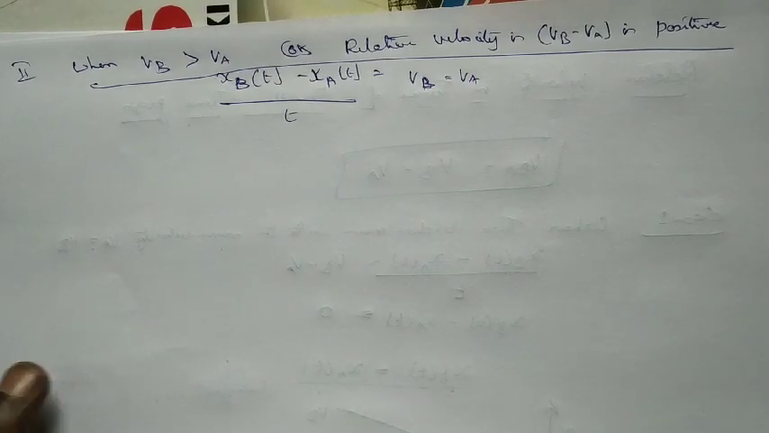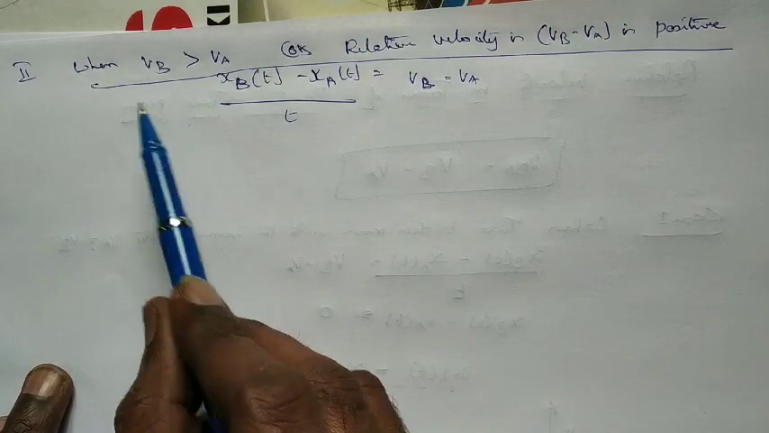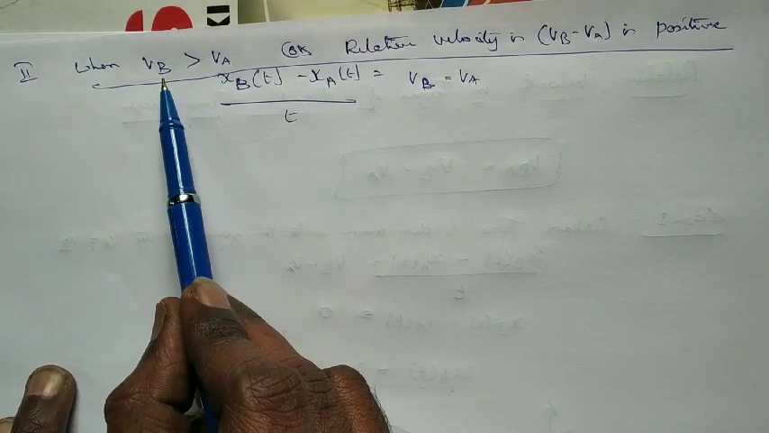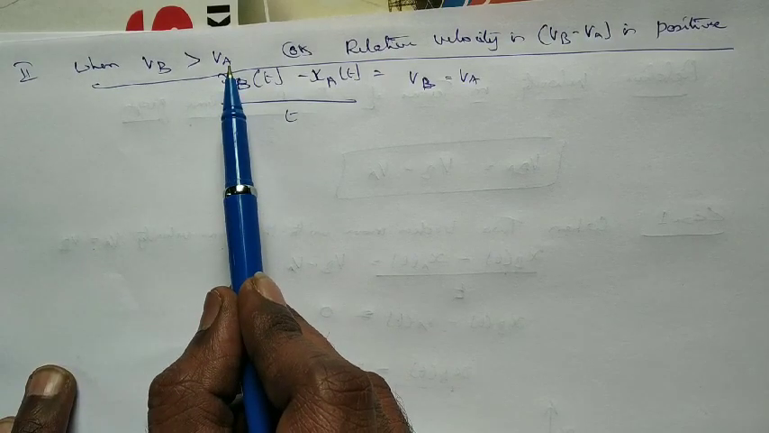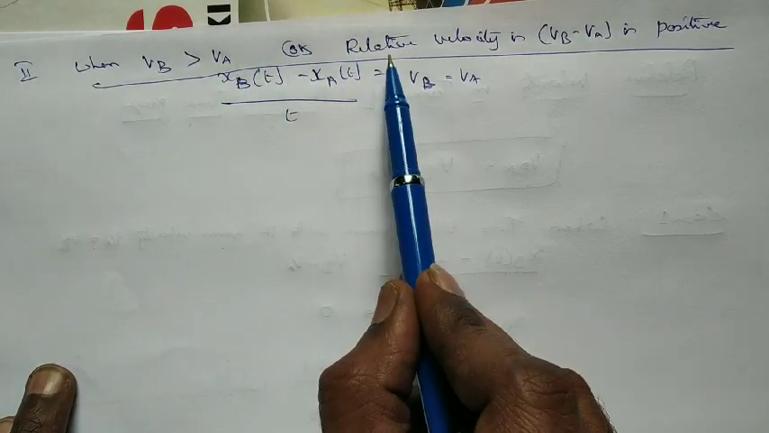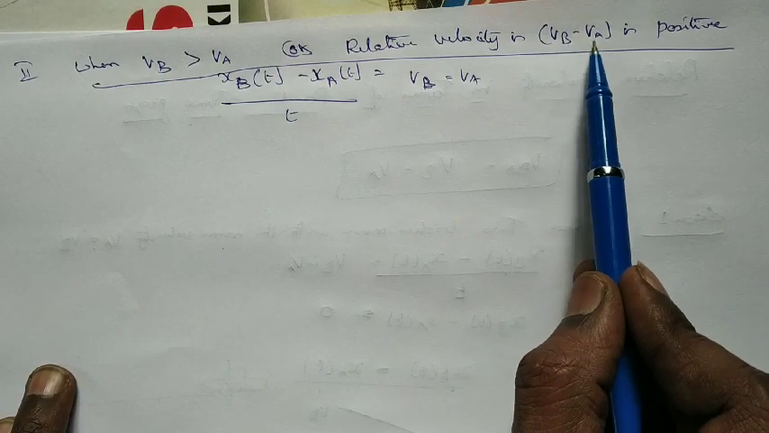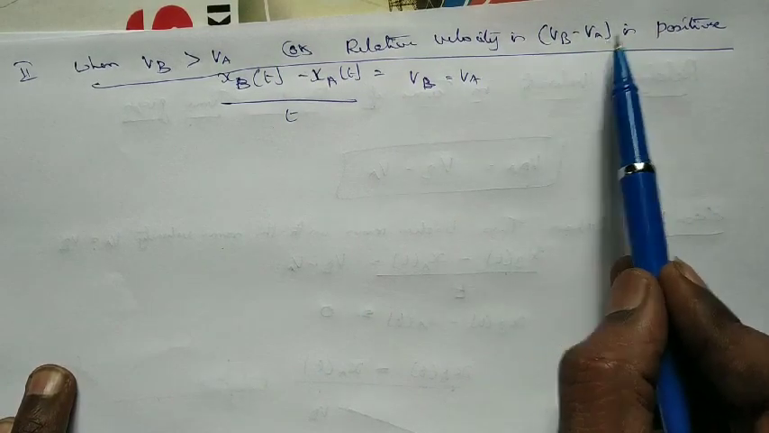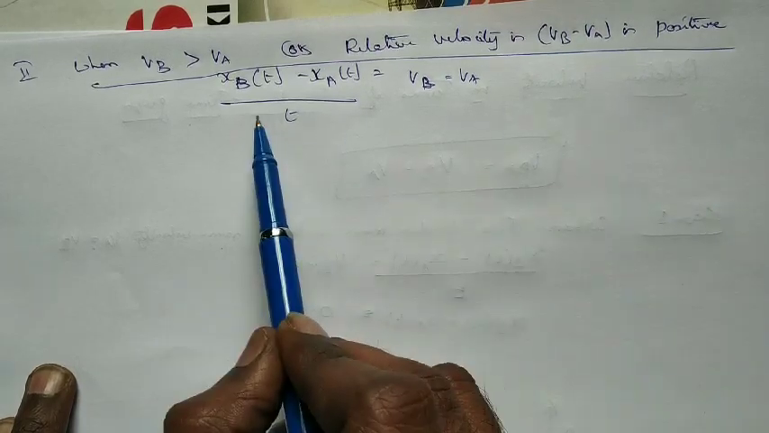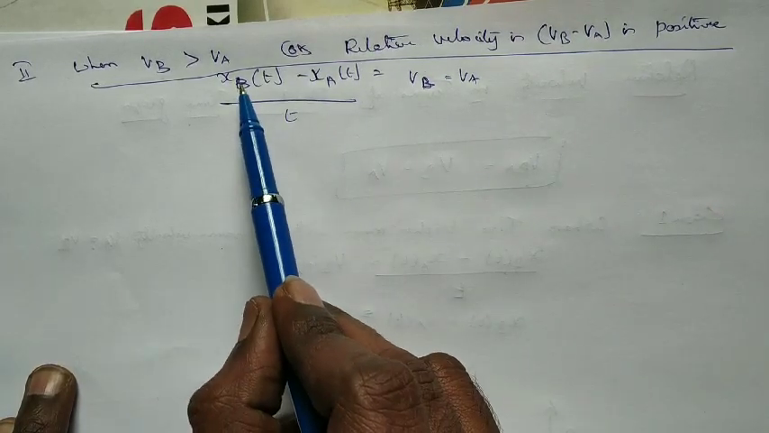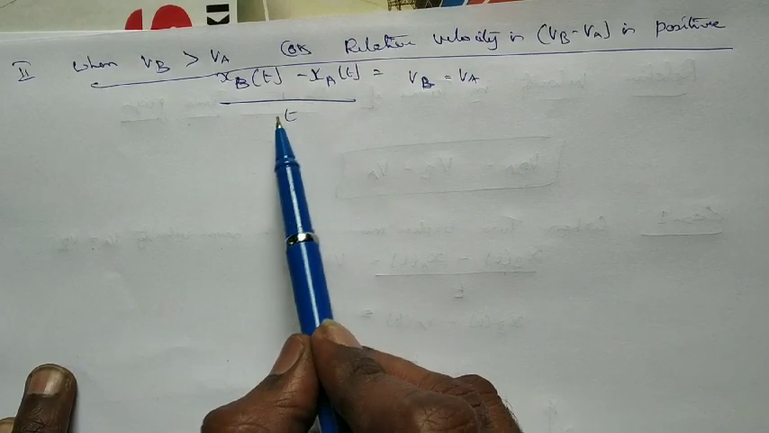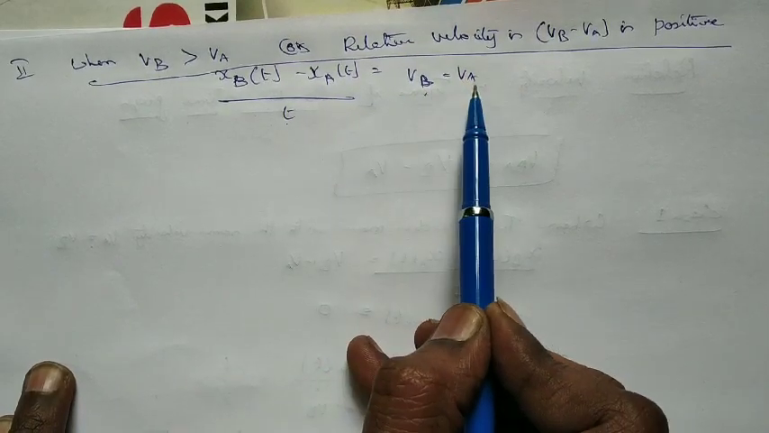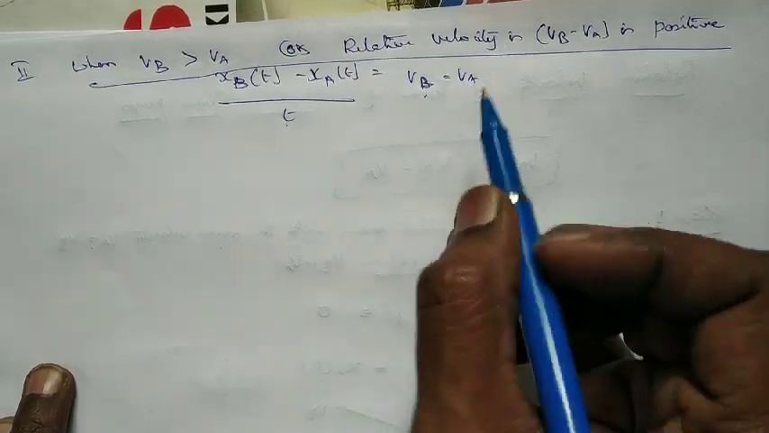Let us take the next instance. There is a relative velocity of one with respect to another. Now VB is higher in velocity and VA is lower in velocity. That means the relative velocity of B with respect to A, VB minus VA, is a positive value, because this is higher and this is lower. When you consider the expression XB minus XA upon t, that is the relative velocity of B with respect to A.